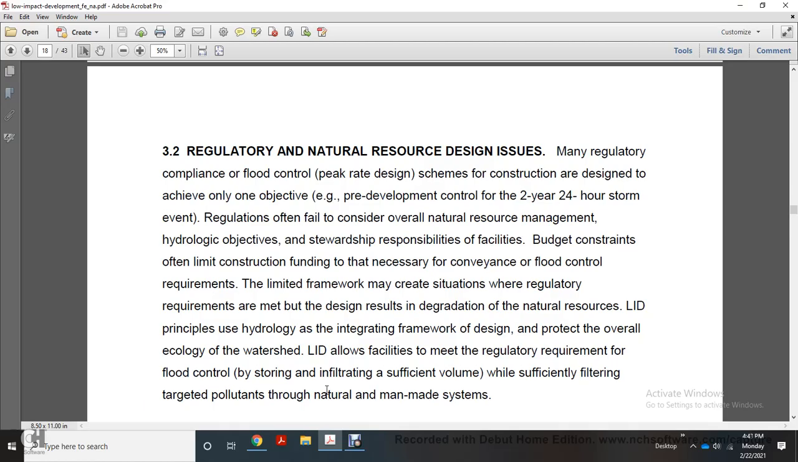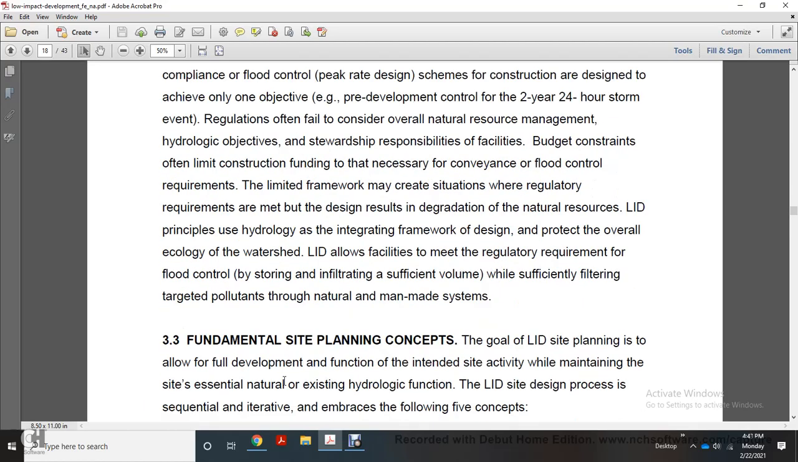The limited framework may create a situation where regulatory requirements are met, but the design results in the degradation of natural resources. Low impact development principles use hydrology as the integrating framework of the design to protect the overall ecology of the watershed. Low impact development allows facilities to meet the regulatory requirement for flood control, storing and infiltrating sufficient volume while sufficiently filtering target pollutants through natural and man-made systems.